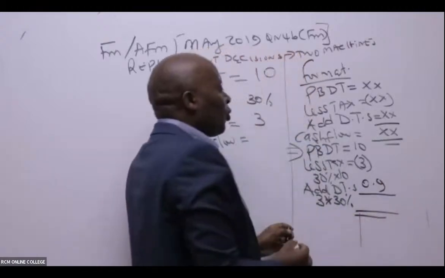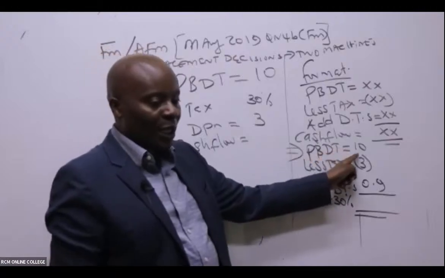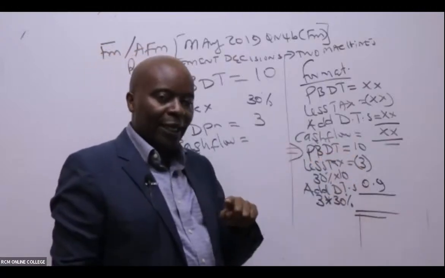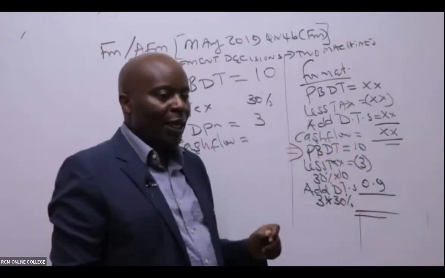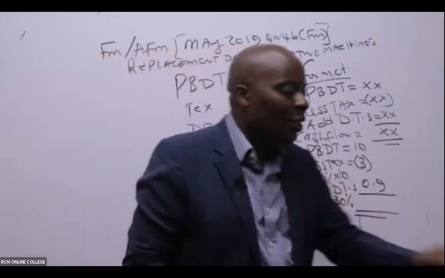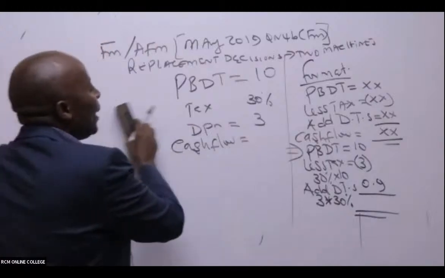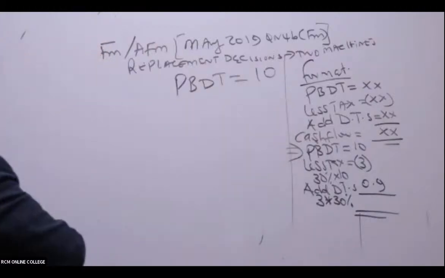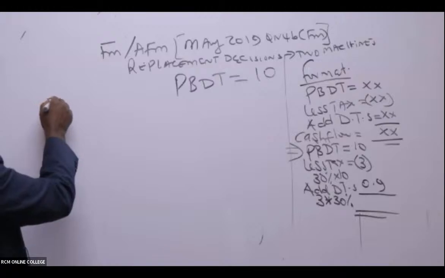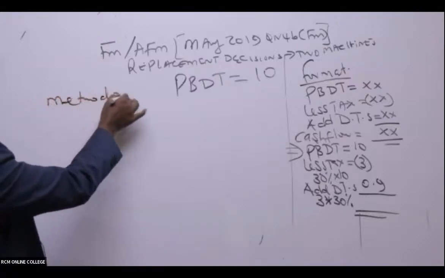Meaning that our cash flow will be what here? It will be 7.9. We have many ways of doing it. Remember, another student, another ninja, would have come and used a different method too. Whichever you decide to use.